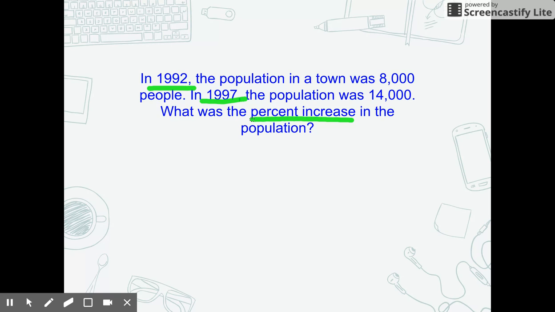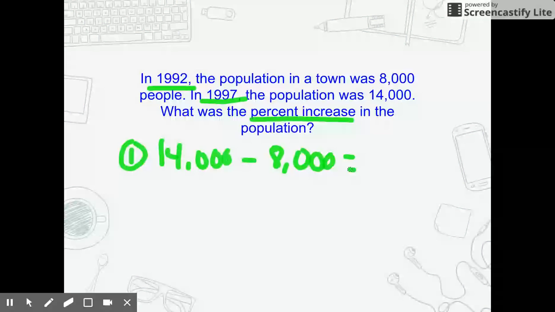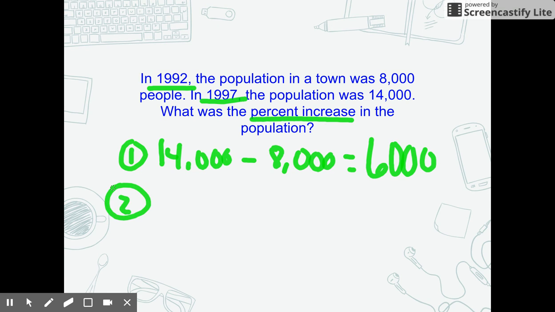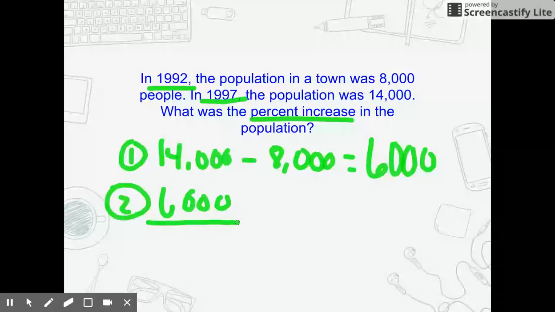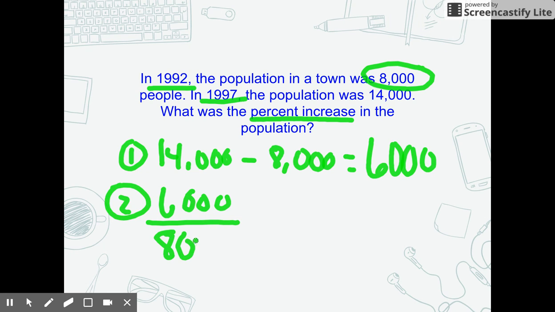Okay, so again, we're going to go ahead and take our problem and set it up. Step 1, find the difference. So you're going to do 14,000 and you're going to subtract 8,000. And you get 6,000. So that's my difference. Step 2, set up and solve. Difference, which is 6,000 over the original. And again, it increased. So in this case, 8,000 is my original. And you times it by 100. In this case, it would be 75%.